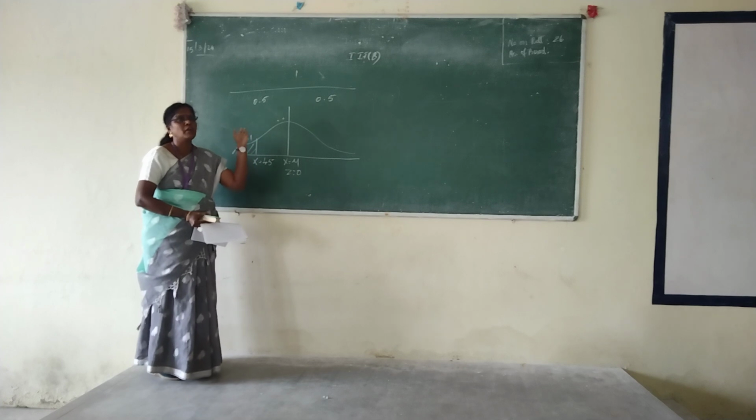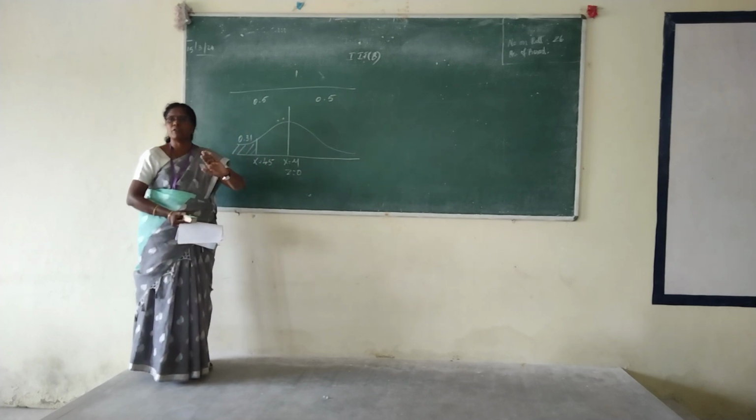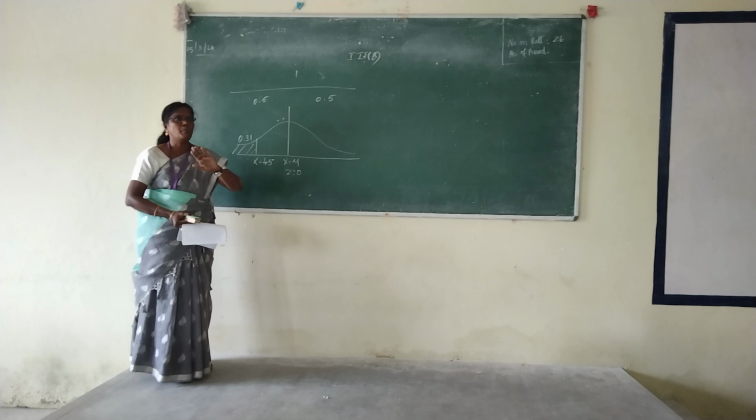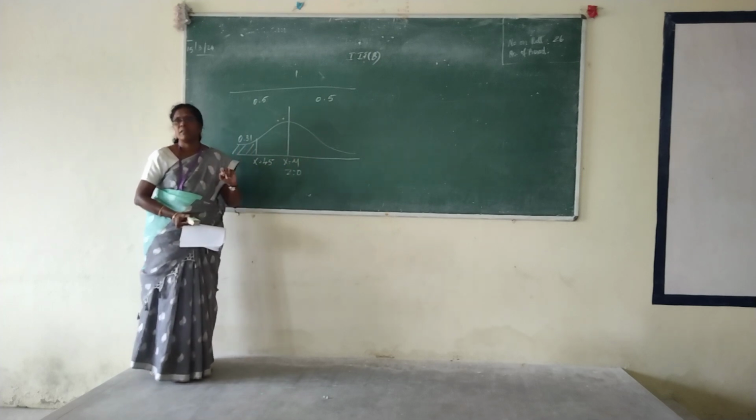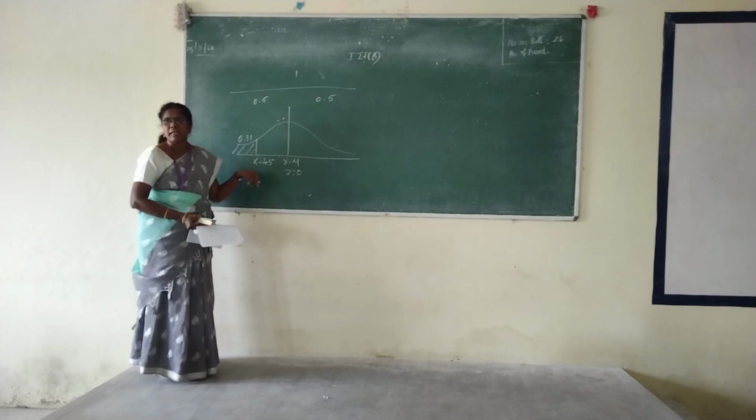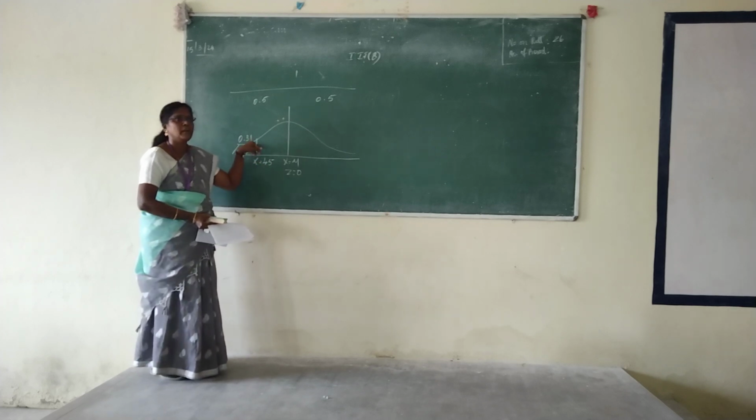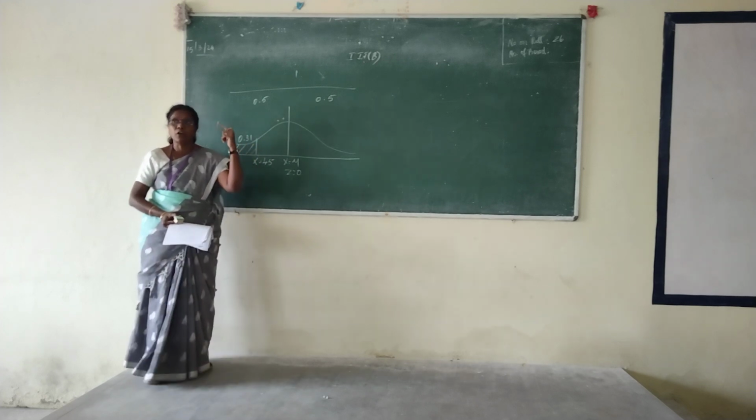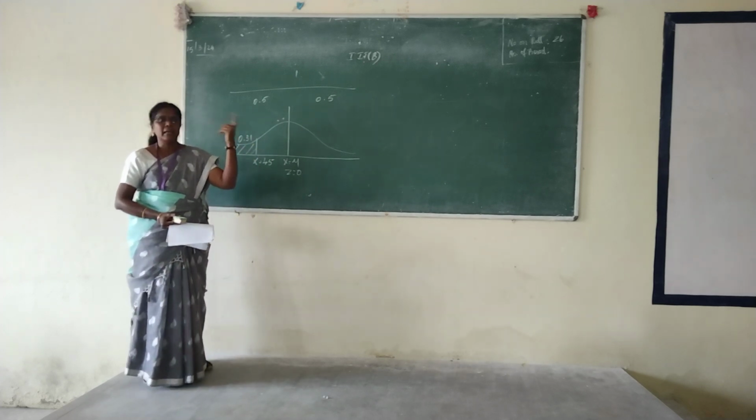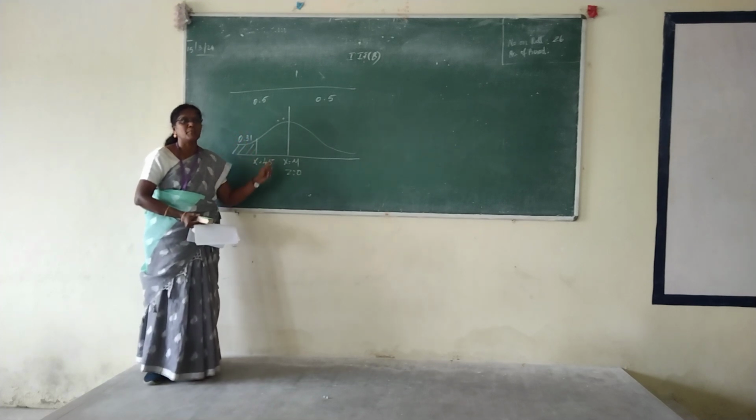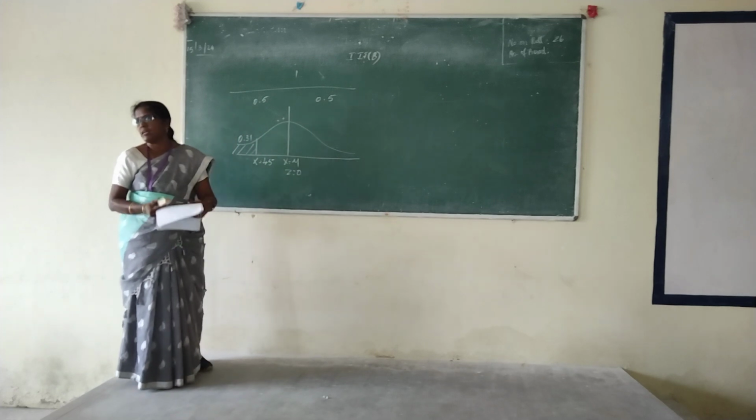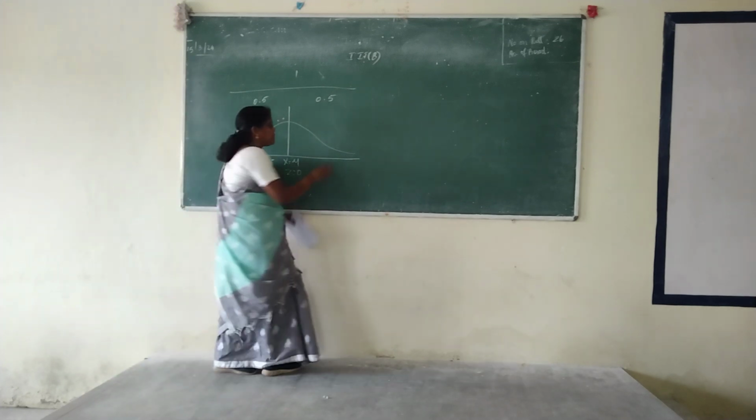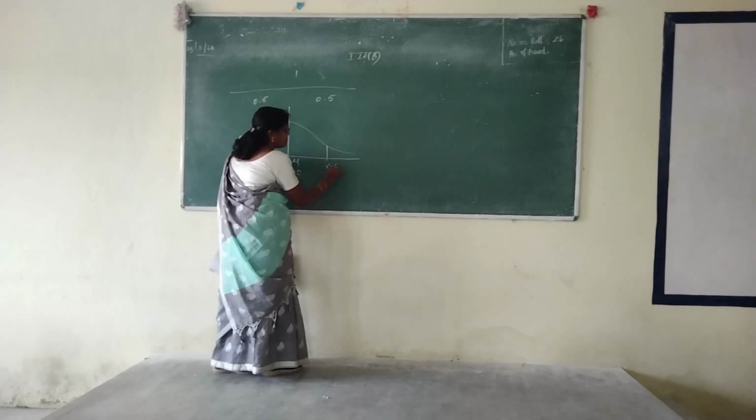Now, for greater than 64, everything together, how much percent will it come to? 8%. 0.08. Do we mark the point on the left side or right side? Right side. Because already we have less than 45 as 0.31. Greater than 64 goes from 64 to infinity, so it is the right side. So x equal to 64 will be marked on the right side.